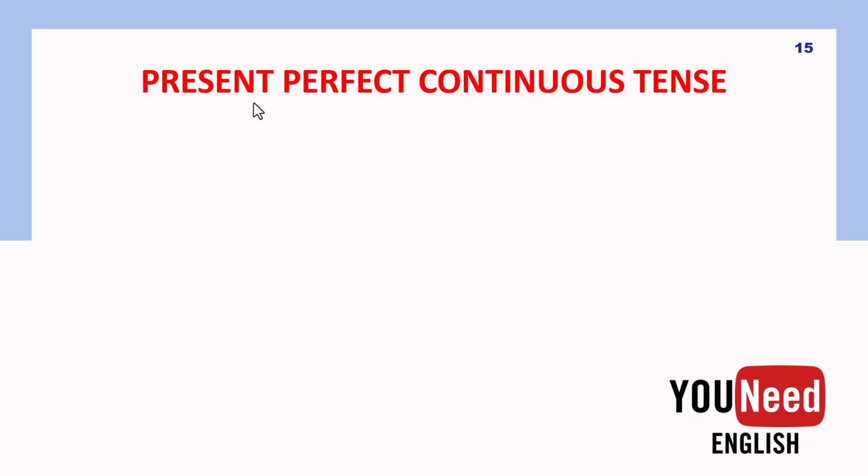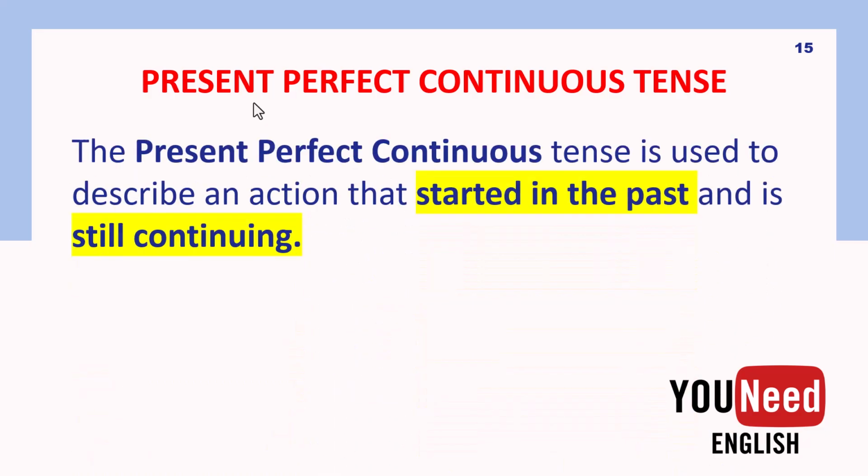Let's get started. Present perfect continuous tense is used to talk about an action that started in the past and is still continuing. It may still continue in the future or may not, but that is not important. We're just talking about the duration of the action that started in the past and is still continuing.